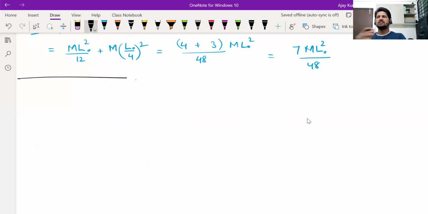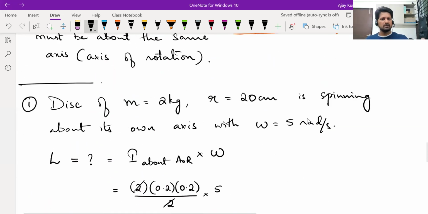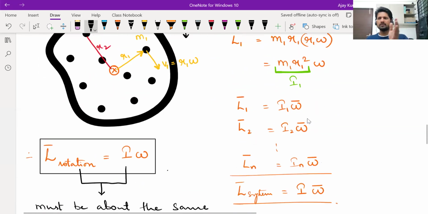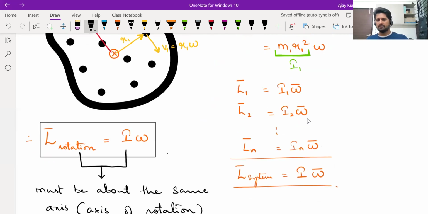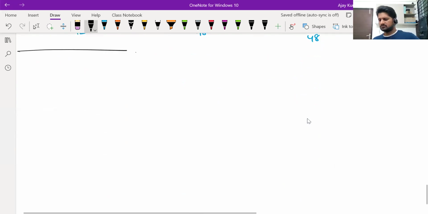So if a system is executing pure translation, you treat it as a single particle placed at its center of mass and derive angular momentum. If a system is executing pure rotation, you use I omega. Like linear momentum is mass into velocity, angular momentum of a rotating system will be moment of inertia multiplied with angular velocity. So that is all you need to know about angular momentum in translation and rotation. There is something called combined translation and rotation also. In that case, how to find out angular momentum, all that we'll discuss later.